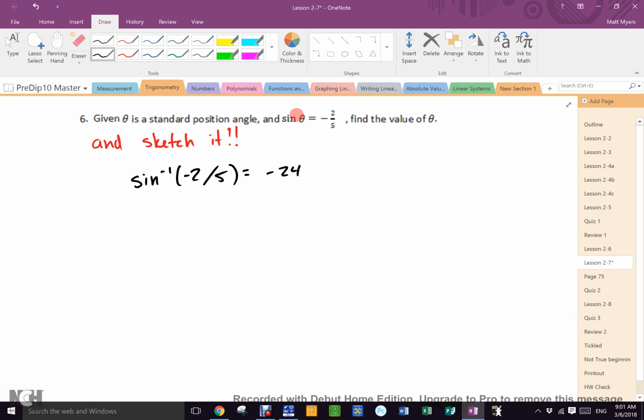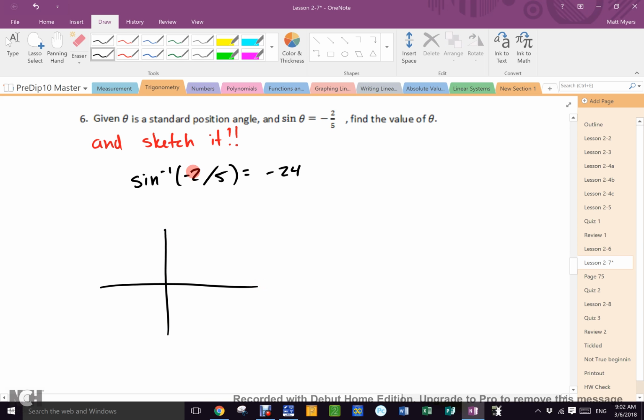Have I finished the work? No. Have I proven that I've listened just a little bit to my math teacher? Yeah, I find the angle by doing shift sine. That's a 1 out of 4 on the 4 scale, isn't it? Because that shows no understanding, correct? Now we have to sketch it.